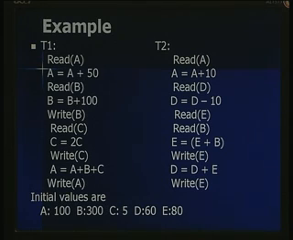Now, when T1 starts executing, it is going to read the value of A and increment it by 50, then read the value of B, increment it by 100, then write the value of B back into the system, then read the value of C. Now, the C value is doubled, then the value of C is again written. At the end of it, A is recomputed as A plus B plus C, and the value of A is written.